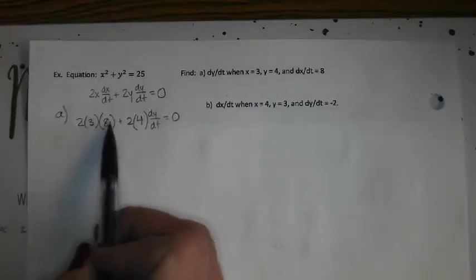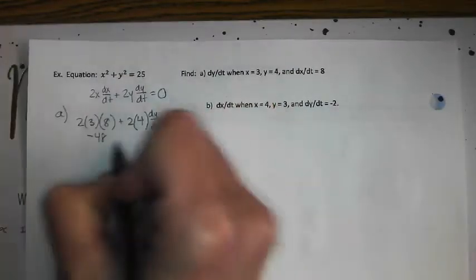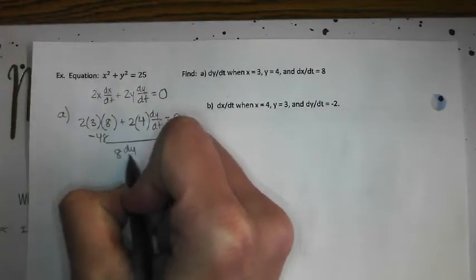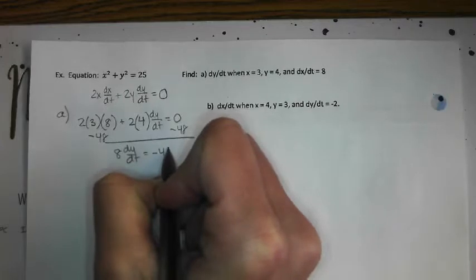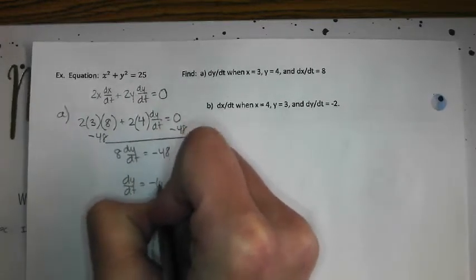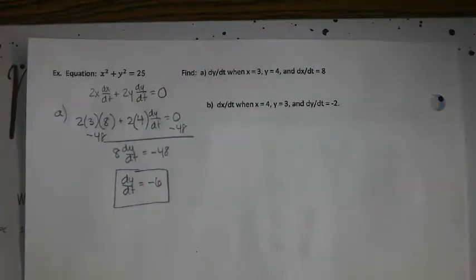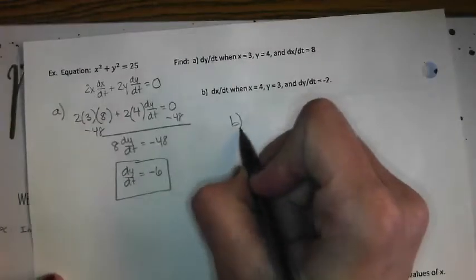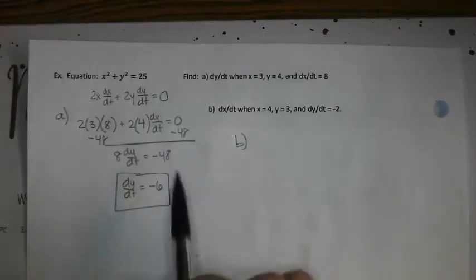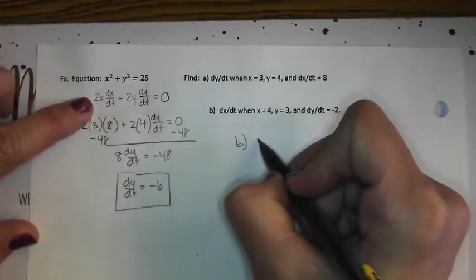So this is all 48, so I'm going to subtract 48 from both sides. 8 dy/dt equals negative 48. Divide by 8, and dy/dt equals negative 6. Okay, for B, just use the same equation that Allie derived for us, but just searching for dx/dt. So when x is 4.